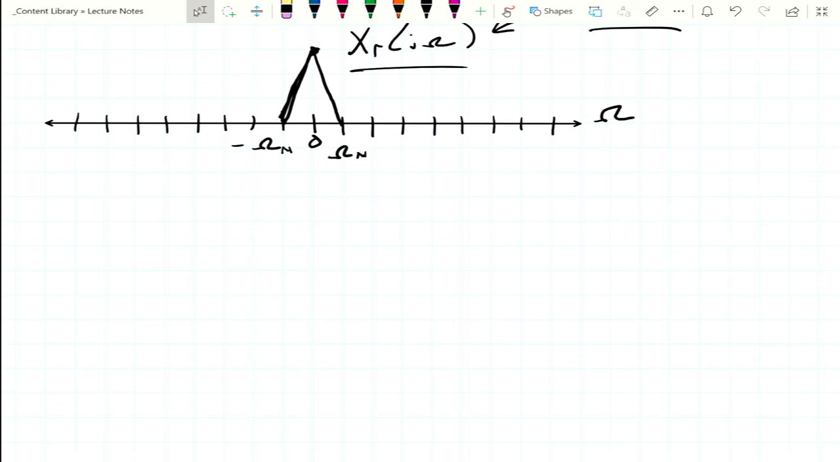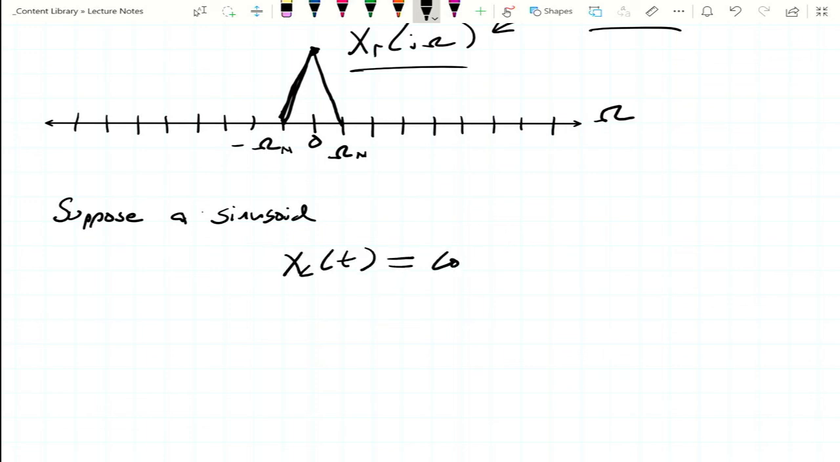So to bring it all back together, let's work out a general-ish example to show how aliasing can jack up our recovered signal, the signal that we actually get as our discrete time signal. Suppose a sinusoid is the signal that we want to recover. We're going to say our original signal is x sub c of t equals cosine of omega naught t.